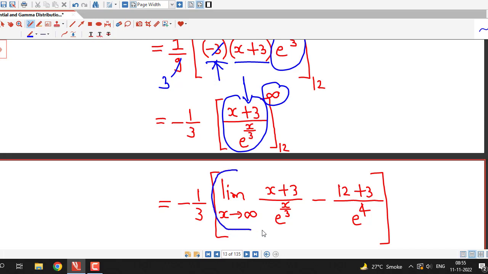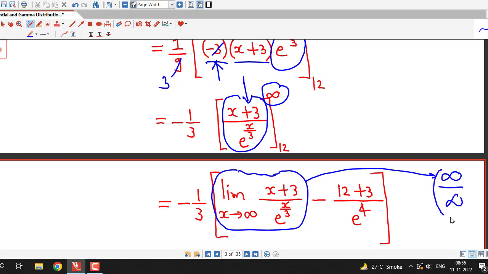Now this is a limit as x tending to infinity, and if we check, x plus 3 becomes infinity if we take x tending to infinity. Similarly e raised to x by 3 becomes infinity if we take x tending to infinity. So this is infinity by infinity form, an indeterminate form. Therefore we can apply L'Hospital rule.